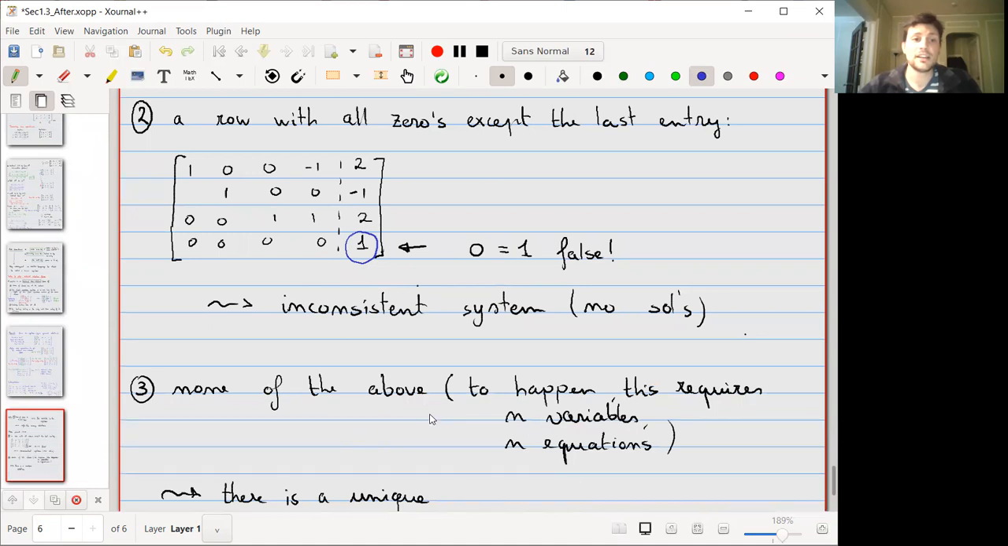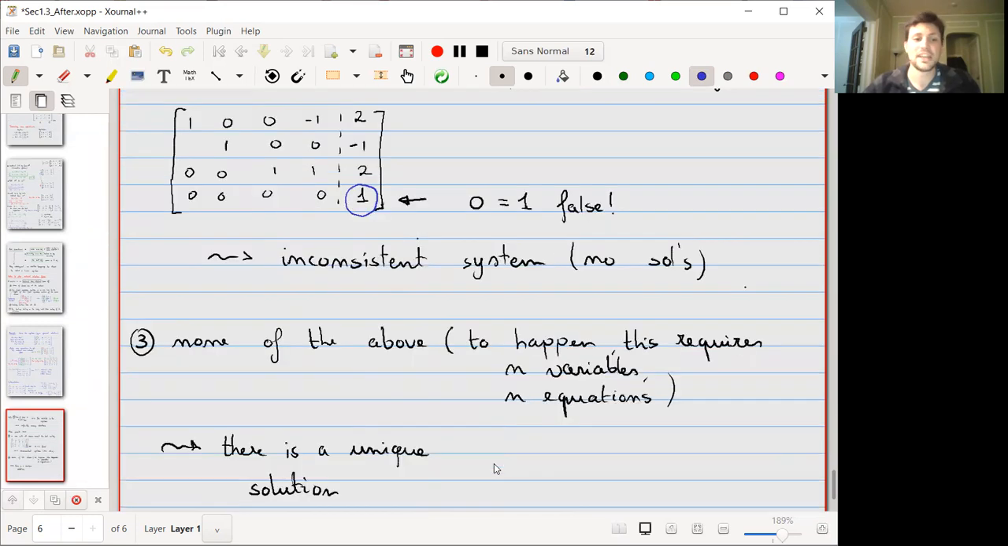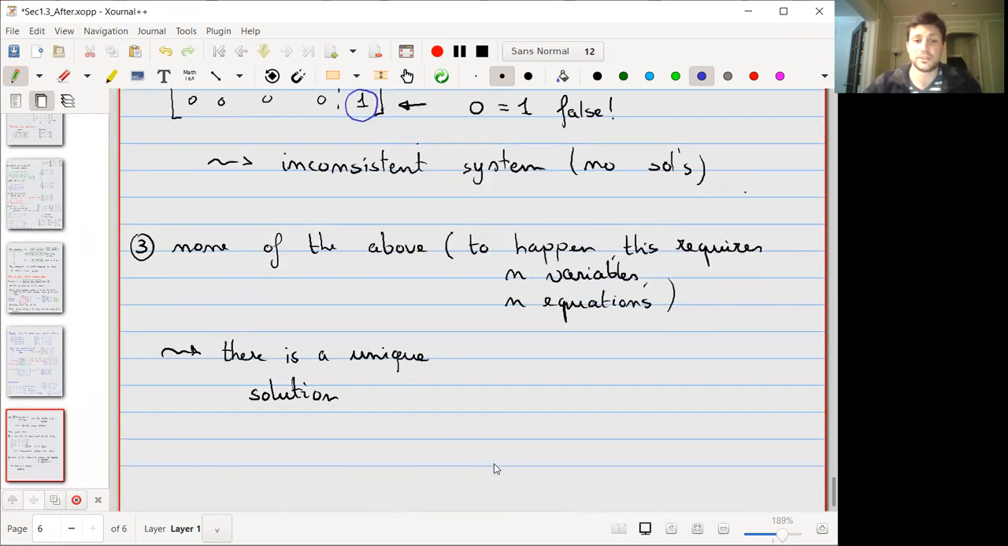Another possibility is that none of the two previous scenarios happen. So there's no row of zeros, and there's no row in which they're all 0 but the last one. If this happens, the only way that it can happen is that there are as many rows as there are columns. Think about it. By how the matrix is sized, the only way that you have no free variables and solutions is that you have n variables and n equations. In this case, you have a unique solution to your linear system.